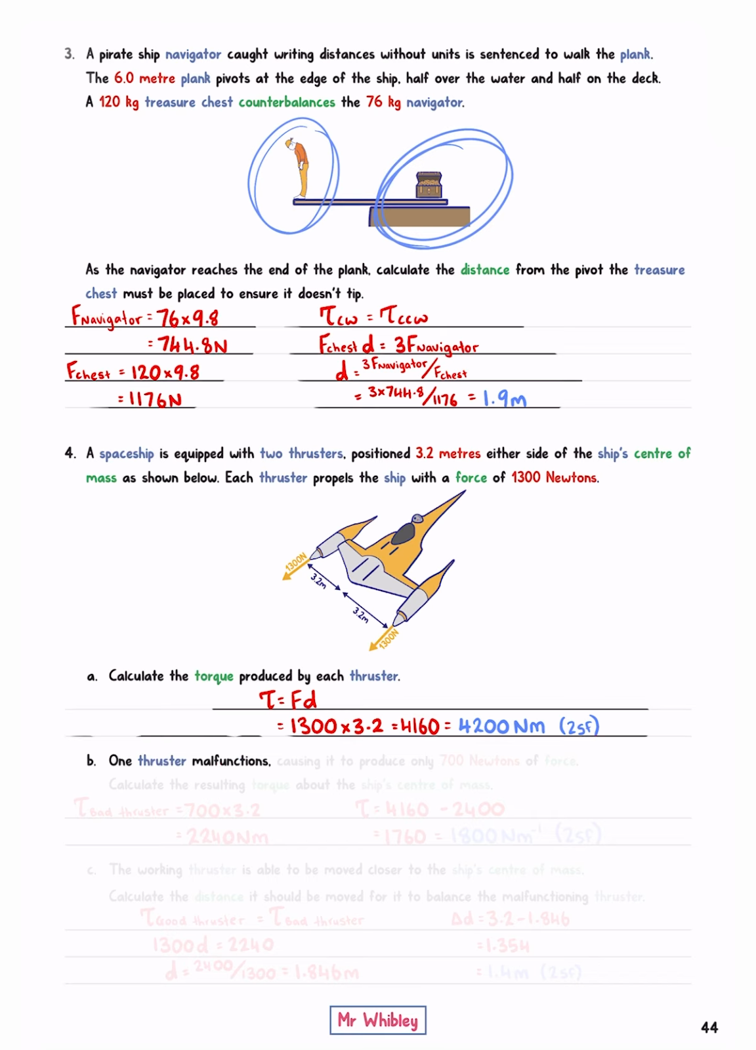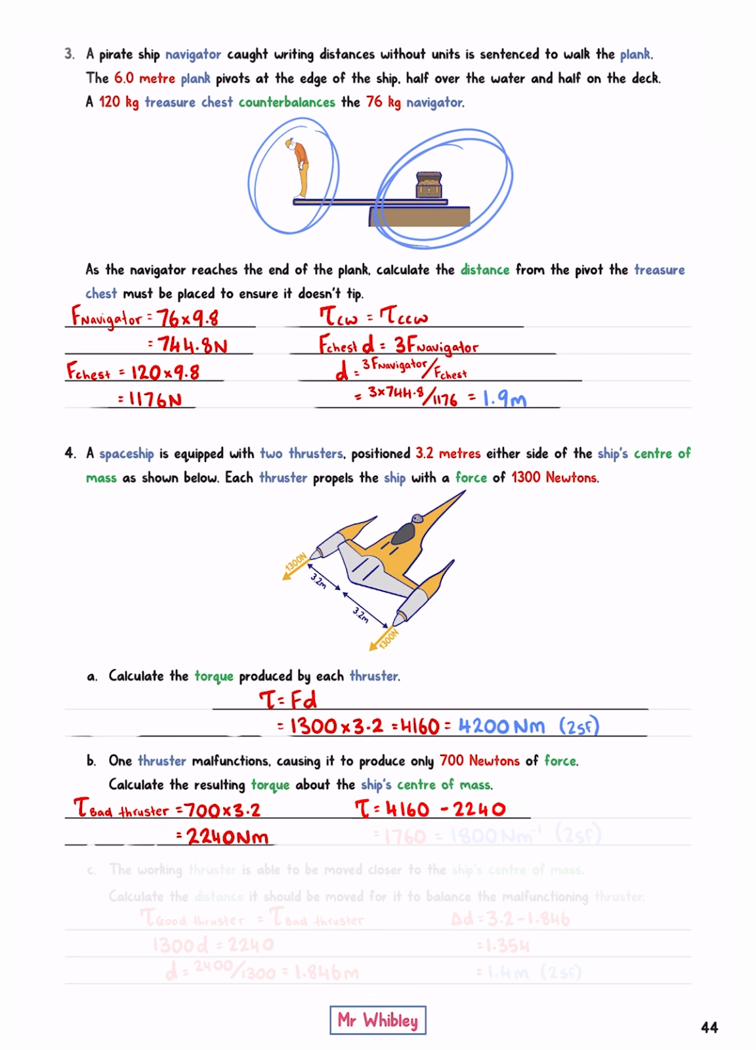One thruster malfunctions, causing it to produce only 700 newtons of force. Calculate the resulting torque about the ship's center of mass. The torque now produced by our bad thruster is its force times its distance, where its force has decreased to 700, while its distance remains the same. That gives us 2,240. Subtracting this from the torque produced by our other thruster, which is still producing our original torque, gives me 1,920 or 1,900 Newton meters to 2 significant figures.